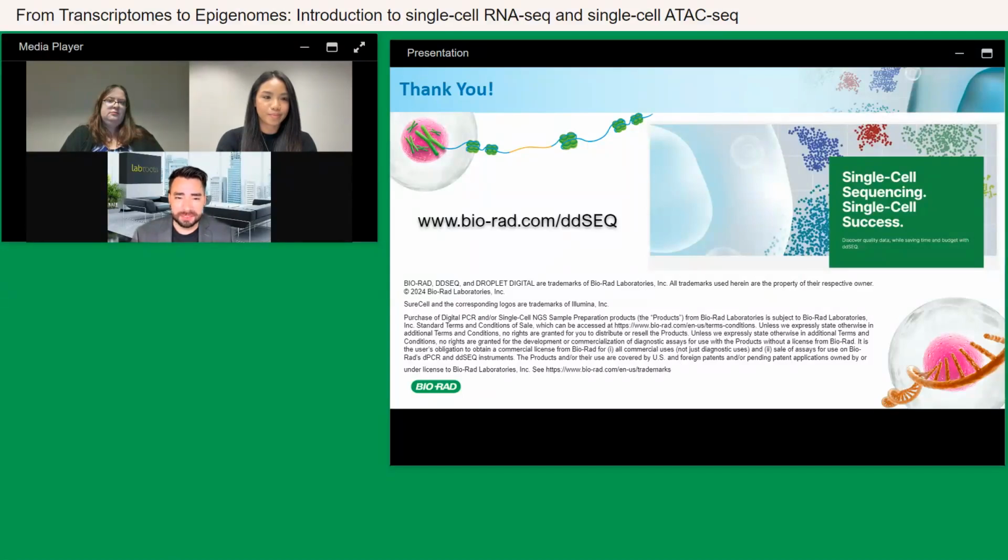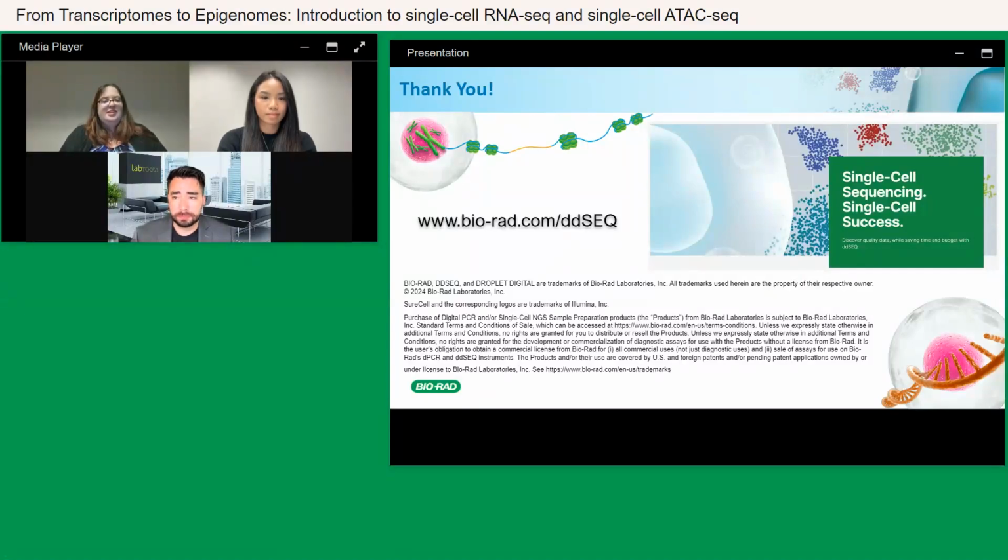Perfect. Short and sweet. I love it. We have just a few more questions here, so let's go ahead and move on. Are the single-cell RNA-seq and single-cell ATAC-seq available as an integrated multiomic workflow?